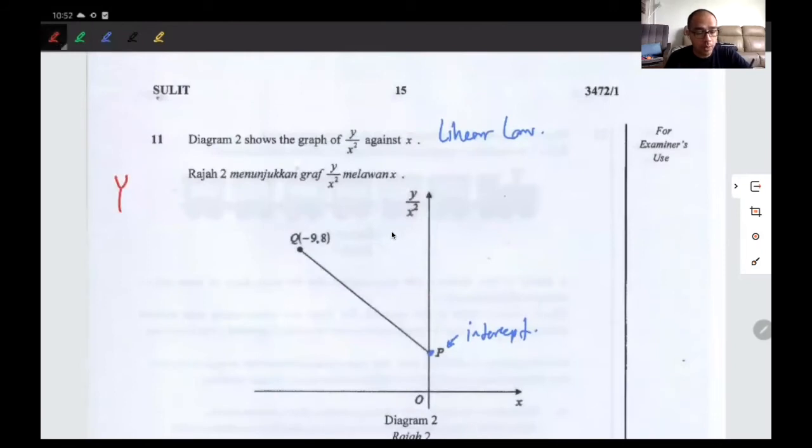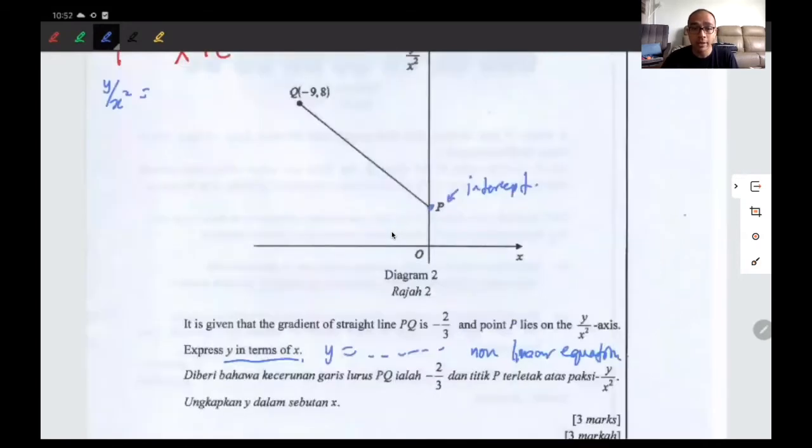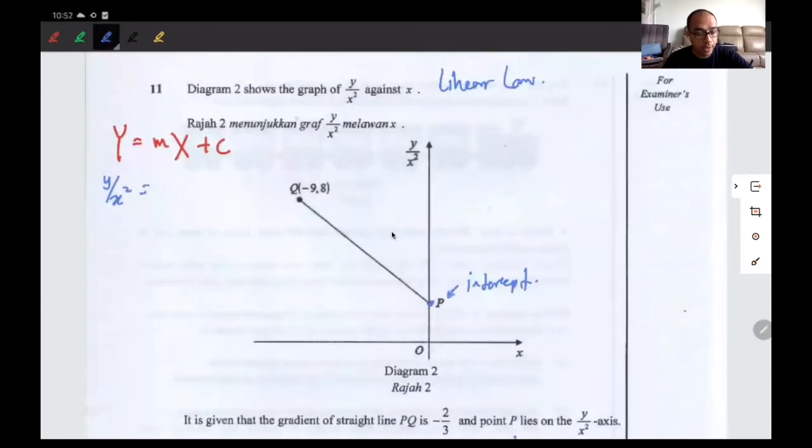Our template is y equals mx plus c. Our y-axis is y over x squared equals... is the gradient given? The gradient is given, negative 2 over 3. Our x is x plus c. Okay, and then how do we find c?